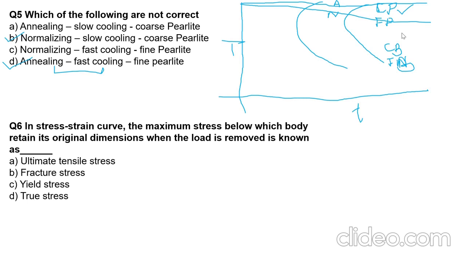Okay. Next question says that in a stress strain diagram, the maximum stress below which a body retains its original dimensions when the load is removed is known as ultimate tensile stress, fracture stress, yield stress, or true stress.